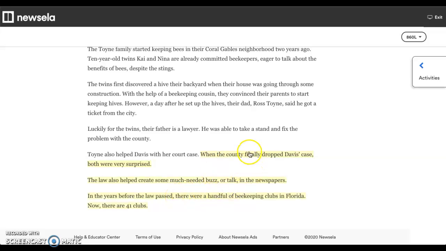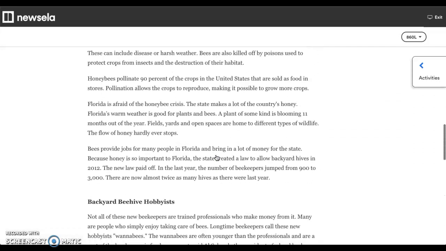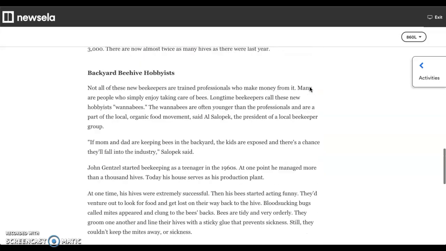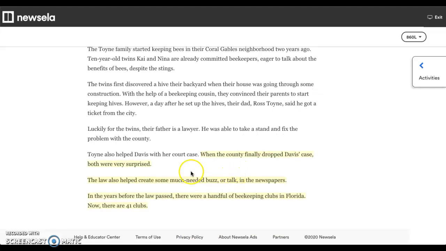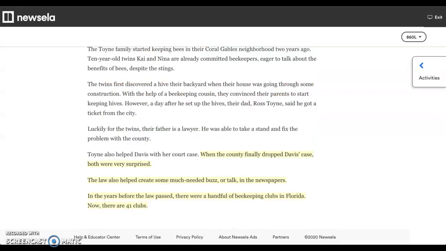Okay, so now after I've read through this whole article, again, you're going to read this whole article called Saving Florida's Honeybees, One Backyard at a Time, and you can highlight parts of the solution like I did. And then this is the information you're going to fill out when you create your graphic organizer. So down here, you're going to create your graphic organizer and insert all of this information that you collected from the article.